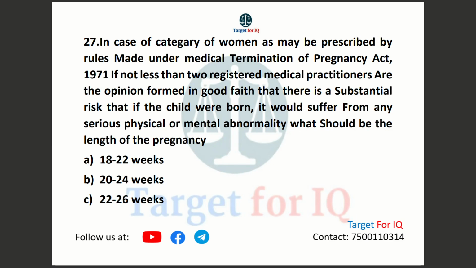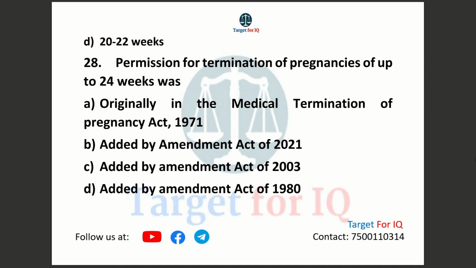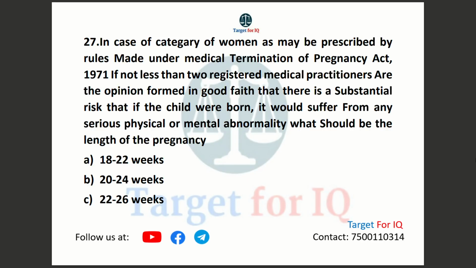Question number 27. In case of category of women as may be prescribed by rules made under Medical Termination of Pregnancy Act, if not less than 2 registered medical practitioners are of the opinion formed in good faith that there is substantial risk that if the child were born, it would suffer from any serious physical or mental abnormality, what should be the length of pregnancy? Option A, 18 to 22 weeks, option B, 20 to 24 weeks, option C, 22 to 26 weeks, option D, 20 to 22 weeks. So the correct answer to question number 27 is option B, that is 20 to 24 weeks.